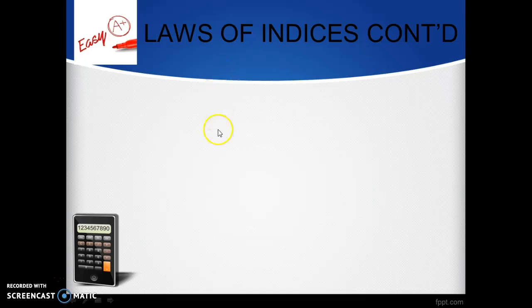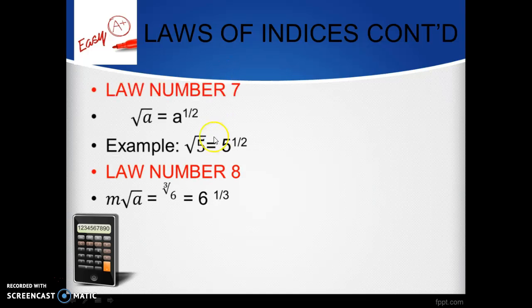Law number 7. Suppose you have a square root of a number, right? Then that will be equal to that number raised to a half. Always remember that square root means a half. So for example, the square root of 5 will be equal to 5 raised to a half, so 5 raised to a half will equally be the same as the square root of 5.